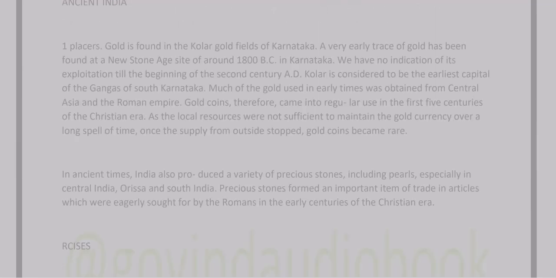Gold is found in the Kolar gold fields of Karnataka. A very early trace of gold has been found at a New Stone Age site of around 1800 BC in Karnataka. We have no indication of its exploitation till the beginning of the 2nd century AD. Kolar is considered to be the earliest capital of the Gangas of South Karnataka.